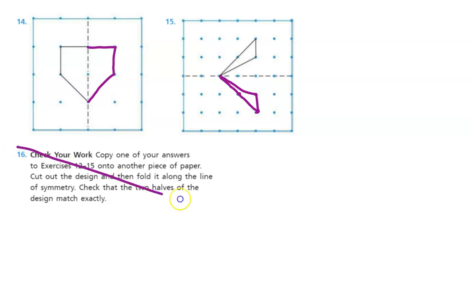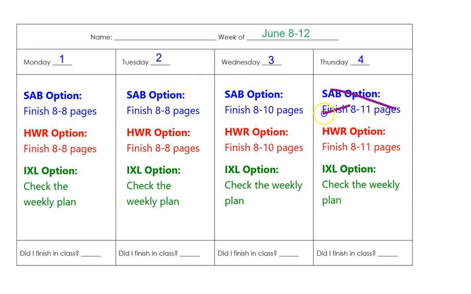So I'm going to have you skip 16 because you don't need to do it. I don't need you to cut anything out or draw anything else. So let me show you your assignment today. There's no more SAB pages to be done, but you can totally do your homework and remembering, or you can always go try to find one of those 3 IXL lessons that I highlighted for you, okay? Good luck!